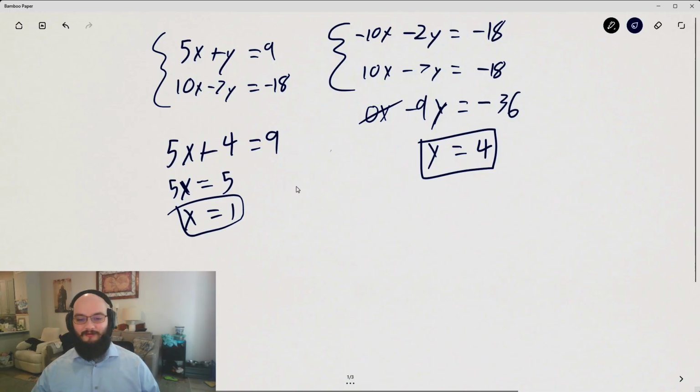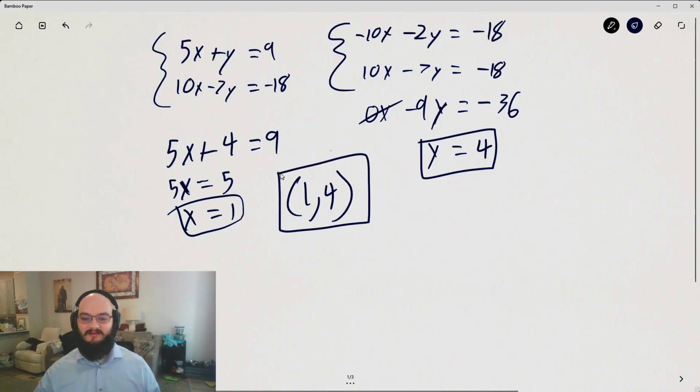Finally, write out our solution in ordered pair form, our x and our y. And this is our final answer for our original system.